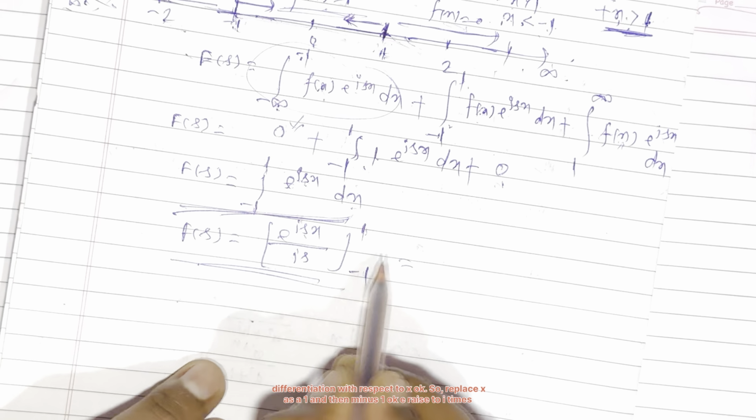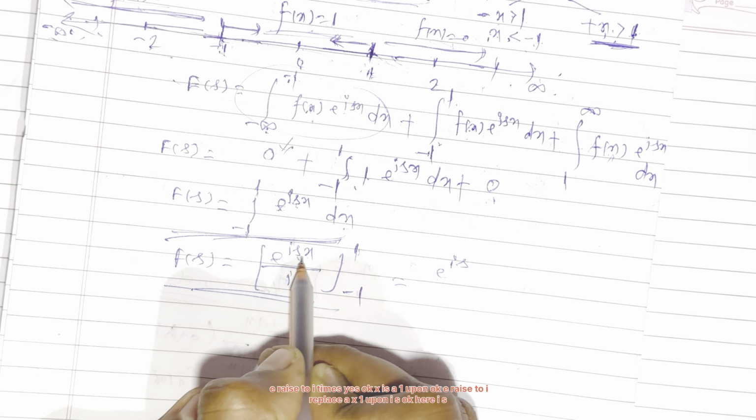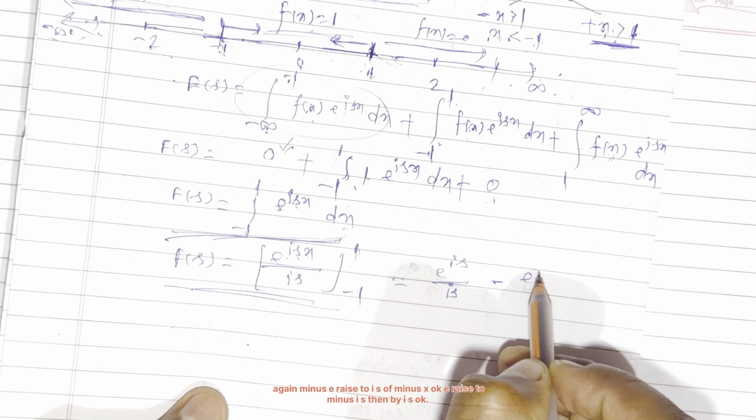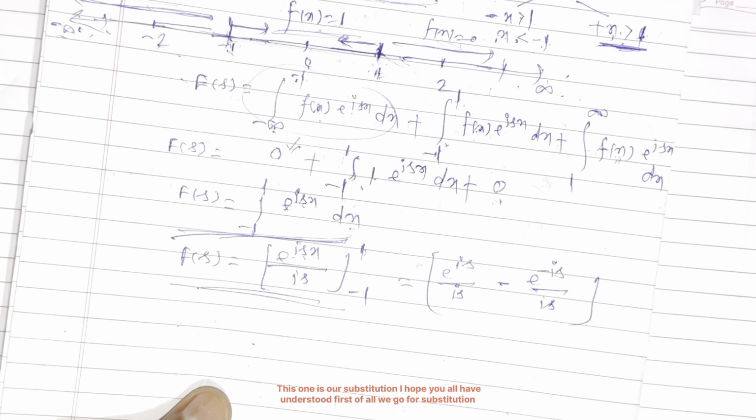So replace x as 1 and then minus 1, e raised to i times x is 1 upon is, e raised to i replace x 1 upon is, again minus e raised to minus is, then divided by is. This one is our substitution. I hope you all have understood.